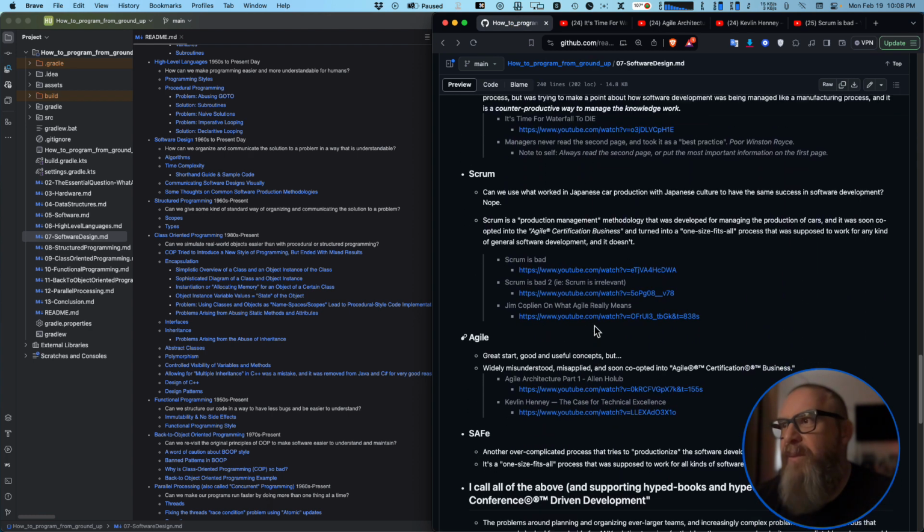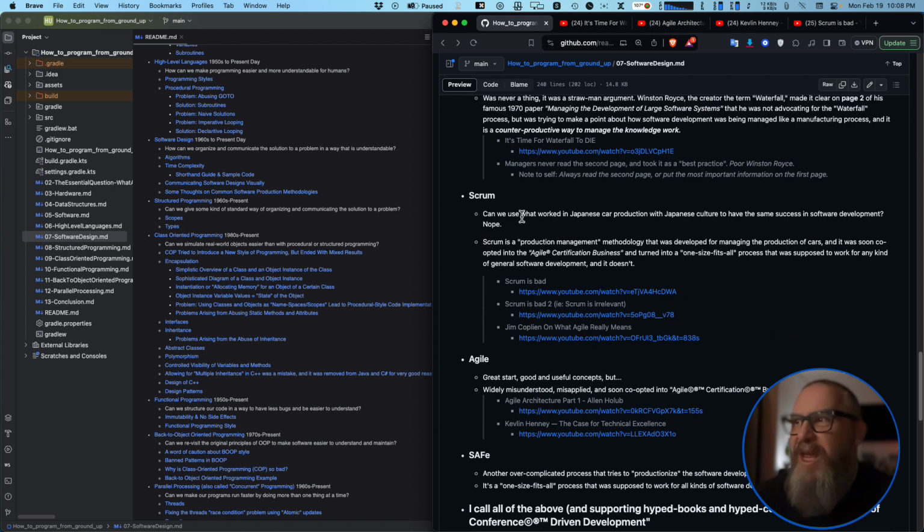Now we're going to talk a little bit about Scrum. Can we use what worked in Japanese car production with Japanese culture and have the same success in software development? No, I don't think so. This is another one of the things that makes managers feel like they have a handle on what's going on.